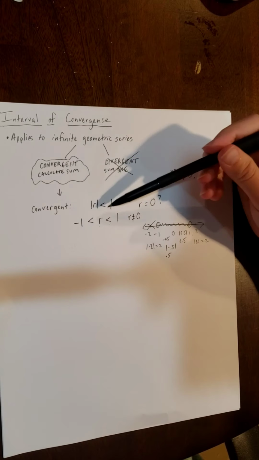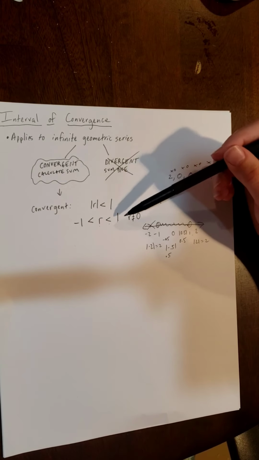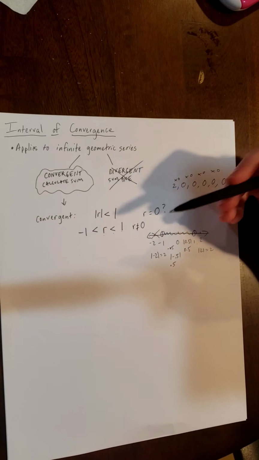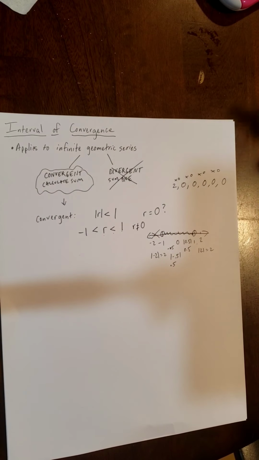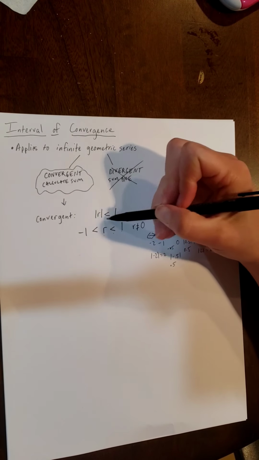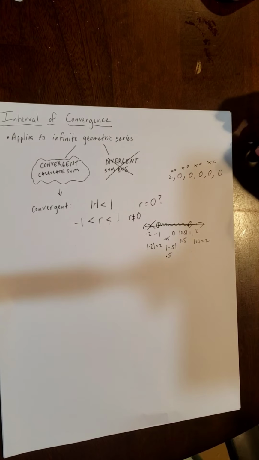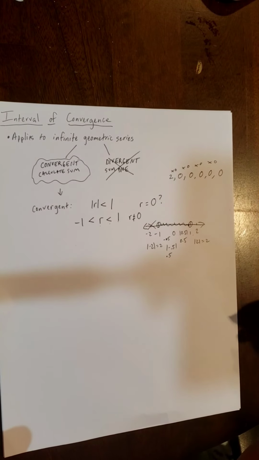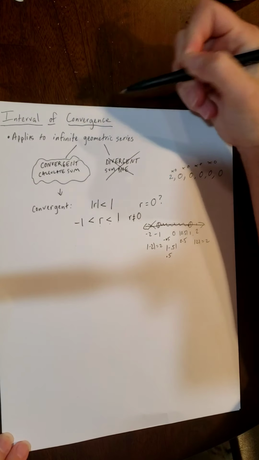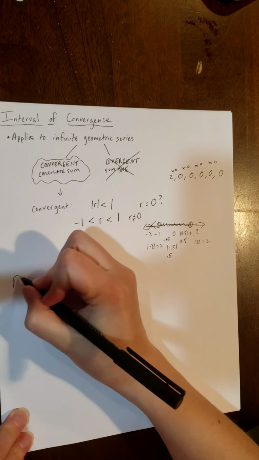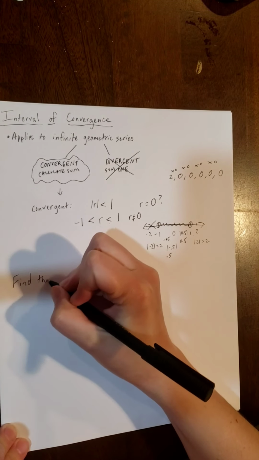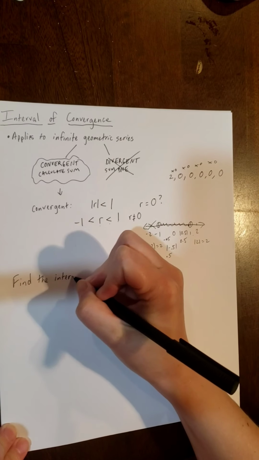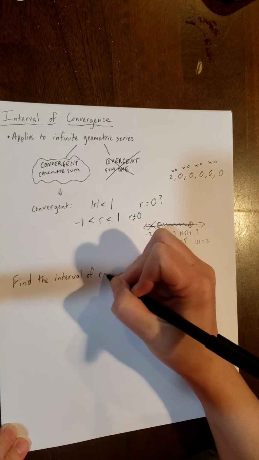So the common ratio has to be less than 1 but greater than negative 1, and it can't be 0 if it's going to be a convergent series. That is the same thing as saying the absolute value of r has to be less than 1. But from our knowledge of geometric series, we know r can't be 0. So what you do when you want to find the interval of convergence is what we're going to go over right now.